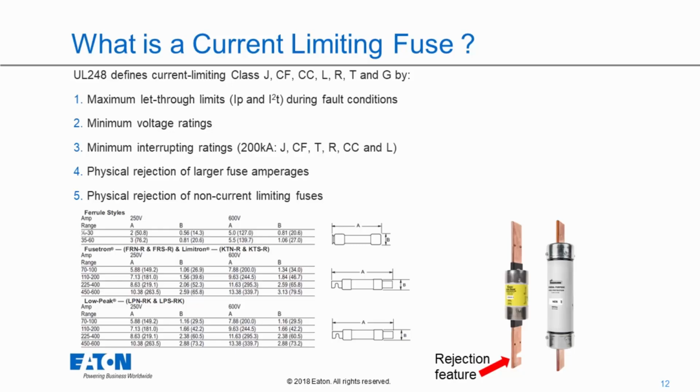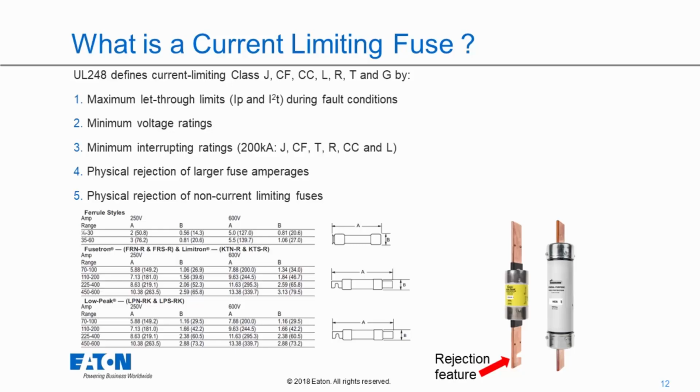We're also going to have a minimum voltage rating. We're also going to have minimum interrupting ratings, whether it's 200,000 amps, 100,000 amps, or 300,000 amps. UL designates that. In these cases, we're going to have 200,000 amps for Class J, CF, T, R, CC, and L. We're going to have physical rejection of larger fuse amperages, so we're going to make sure that we can't put in anything larger than what it's designed for. And we're going to have physical rejection of non-current limiting fuses.